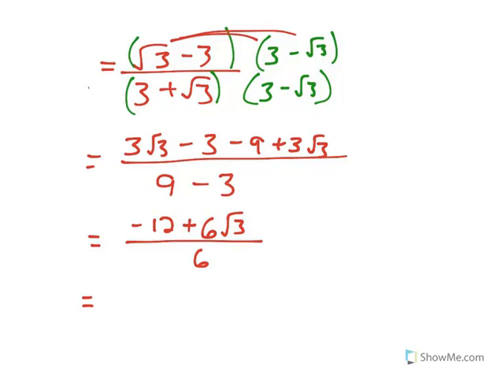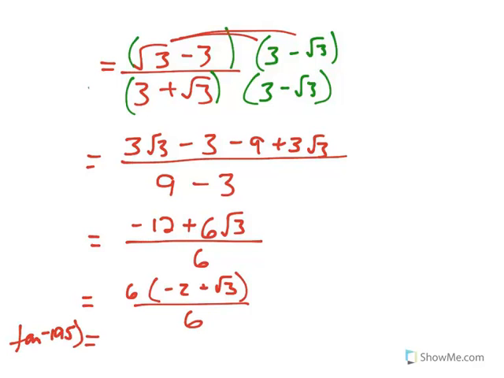I can factor a 6 out of the numerator. I get 6 times negative 2 plus the square root of 3 over 6. I can divide top and bottom by 6. So in conclusion, I have tangent of negative 195 degrees. It's going to be equal to negative 2 plus the square root of 3, which is the same as saying square root of 3 minus 2.